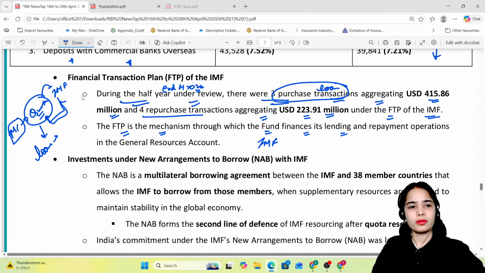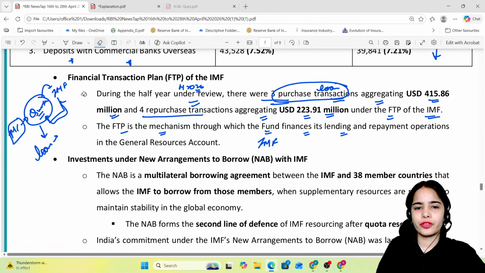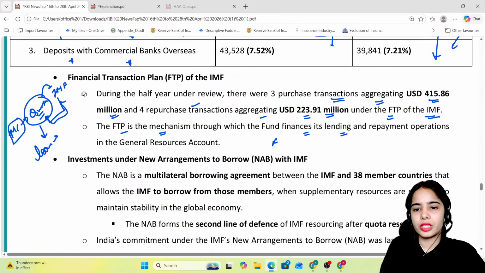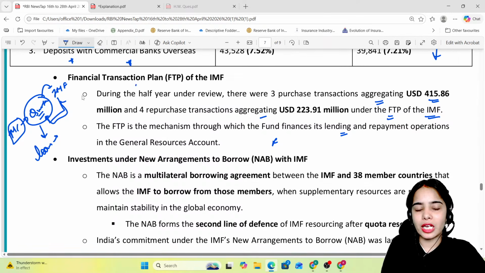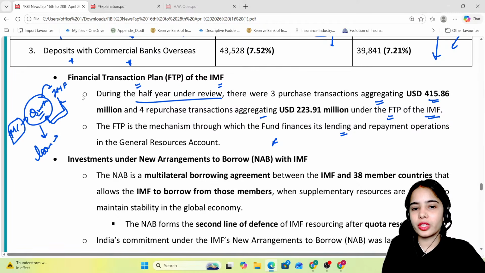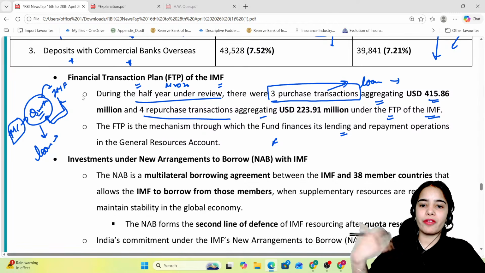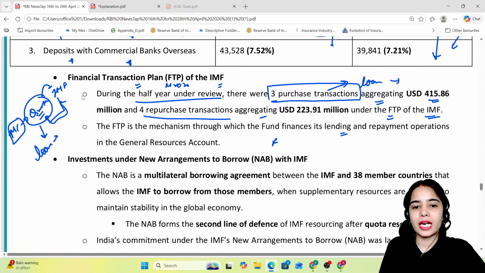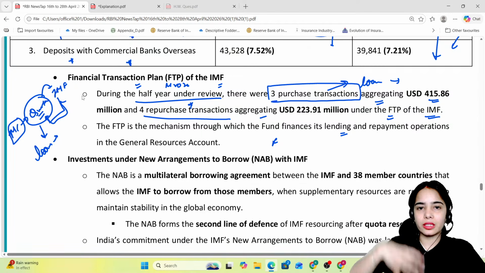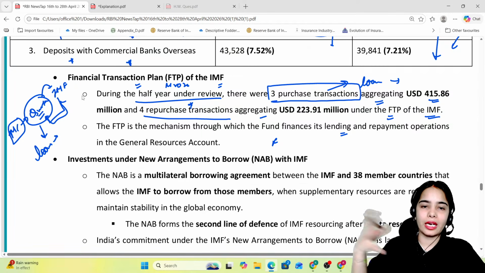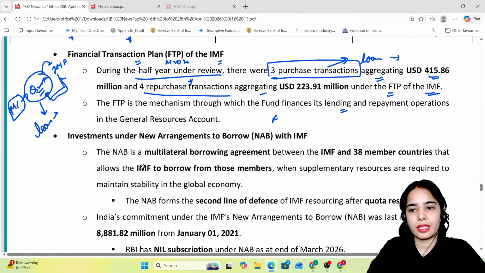So basically, this is the idea that I have tried to explain to you. It is a big mechanism that you do not have to focus on, but remember that under the Financial Transaction Plan of the IMF during the half year under review, that is at the end of March 2026, there were three purchase transactions from the quota of the IMF and four repurchase transactions. Purchase transactions are basically the loan that the IMF has given from the Indian funds, and repurchase transactions are basically the return of the money that we have got in our quota back. Okay, this is the idea.